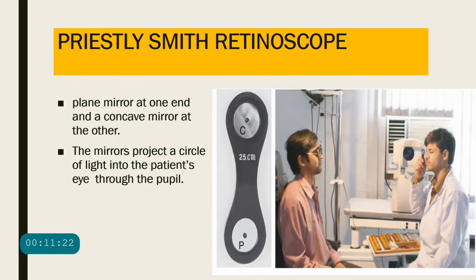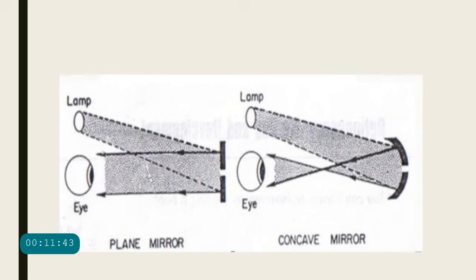So in mirror retinoscopy, as I told you, basically we have a plane mirror at one side of the retinoscope, and we have the concave mirror at the other, and these mirrors are going to project a circle of light into the patient's eye through the pupil. So we are actually throwing a circular light into the patient's eye.